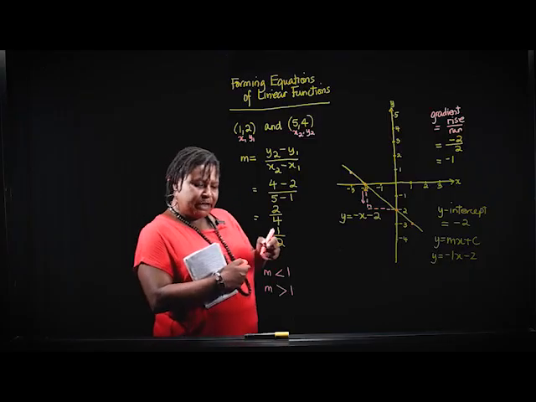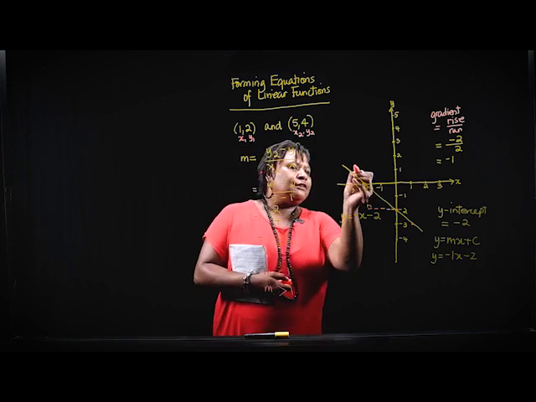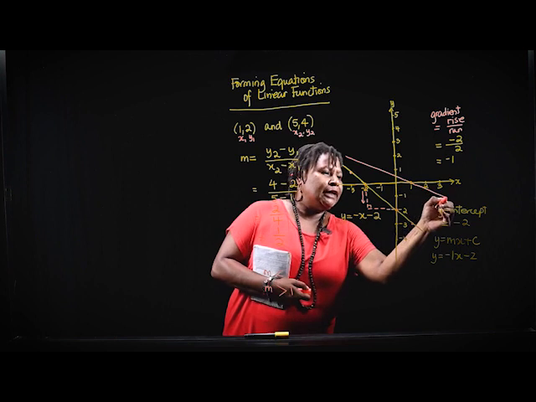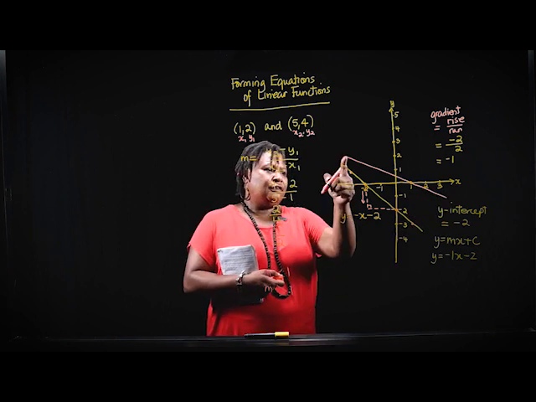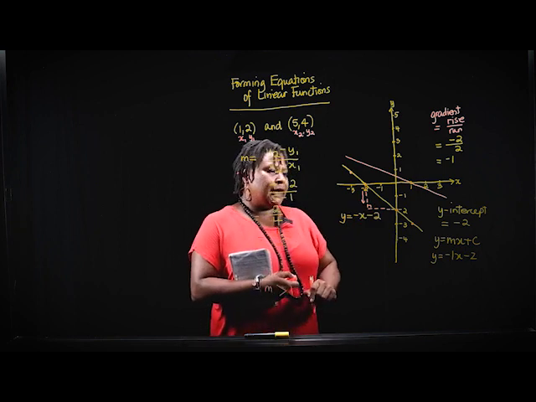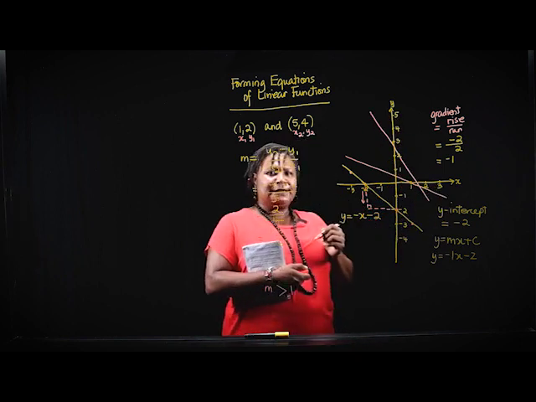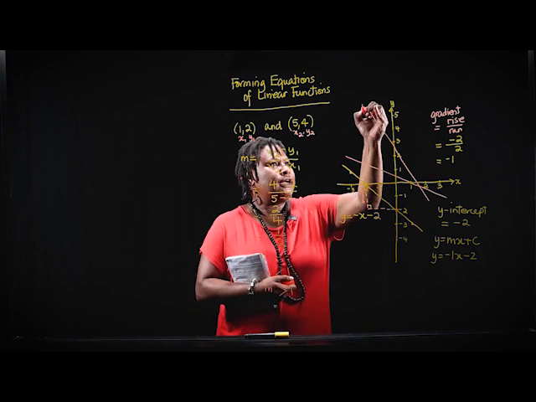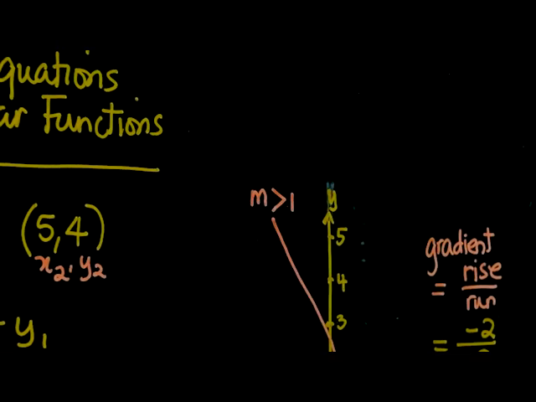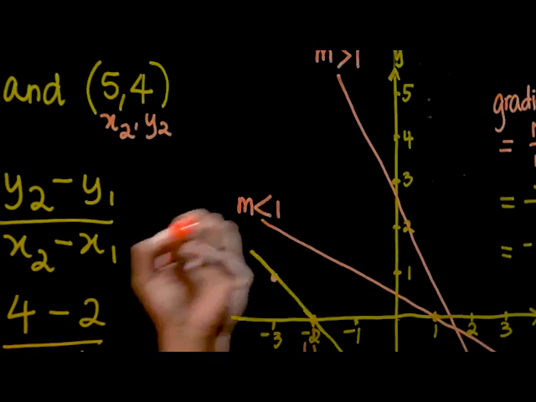Now, we have this Cartesian plane here. Let's show how that will look. If it is less than 1, then our slope will be almost a straight line, okay? Not as steep as this one. But if it is greater than 1, now we have a steeper line that may look like that, okay? So this one, m is greater than 1, and this one here would be m less than 1.